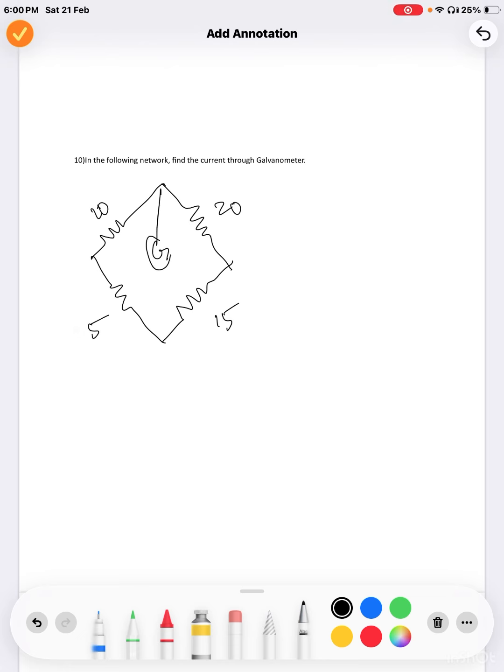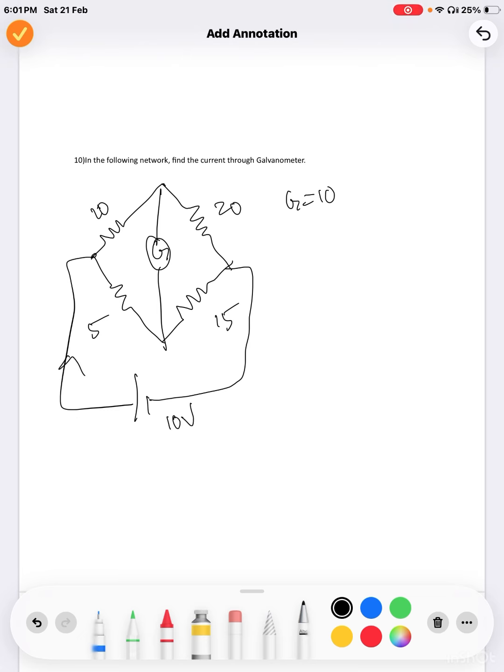And a galvanometer of resistance 10 ohm, and here connected to a battery, and this is connected to another end. This is 10 volt, and it is the current I, and this current divides into I1 and I2. This one is I1 minus Ig, and this one is I2 plus Ig, and this one is Ig. So I can give names to the corners at the nodes A, B, C, D.